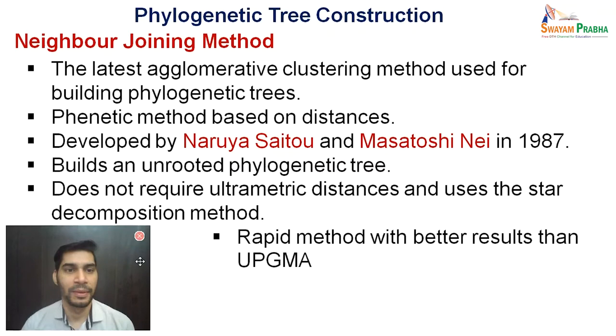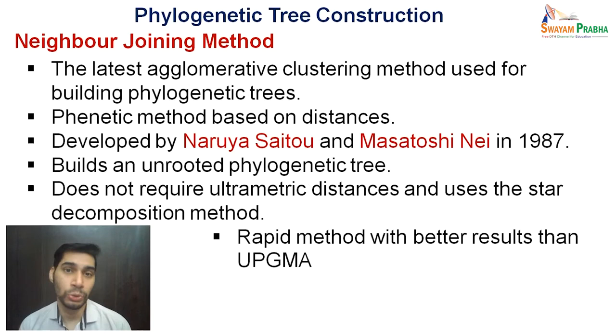Moving to the next method, which is called the neighbor joining method. It is the latest agglomerative clustering method used for building phylogenetic trees. It is a phenetic method based on distances, again just like UPGMA, developed by Naruya Saitou and Masatoshi Nei in 1987. It builds an unrooted phylogenetic tree, does not require ultrametric distances, and uses the star decomposition method. It is a much more rapid method, and we obtain better results as compared to UPGMA.